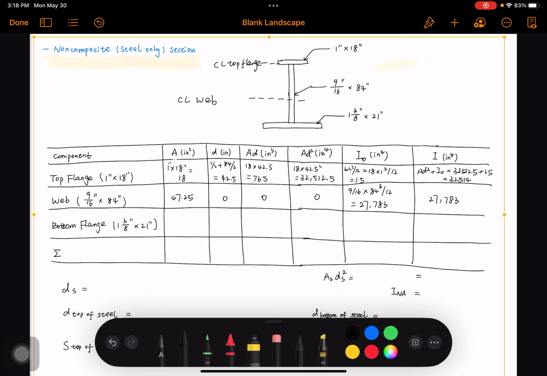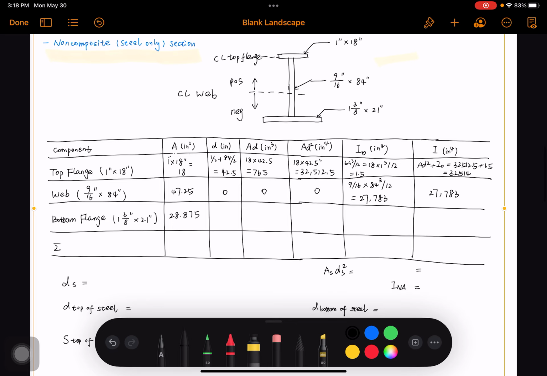Now the bottom flange. The area is 1 3/8 inches times 21 inches, which gives 28.875 square inches. And for D here, because the bottom flange is below the center line of the web, we define anything below the center line of the web as a negative number, and anything above as a positive number. So earlier for the top flange, all the numbers are positive, as we already calculated.